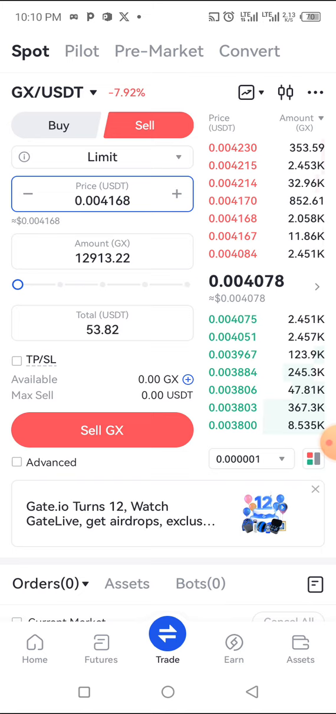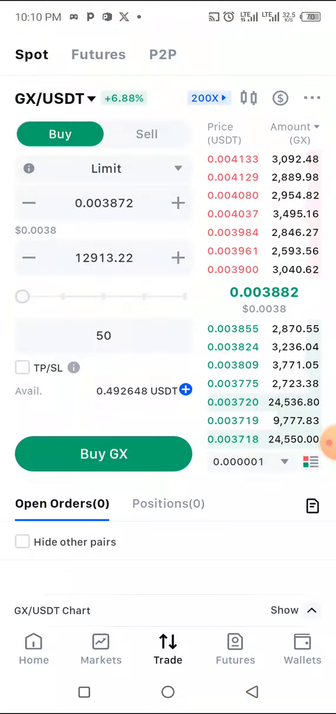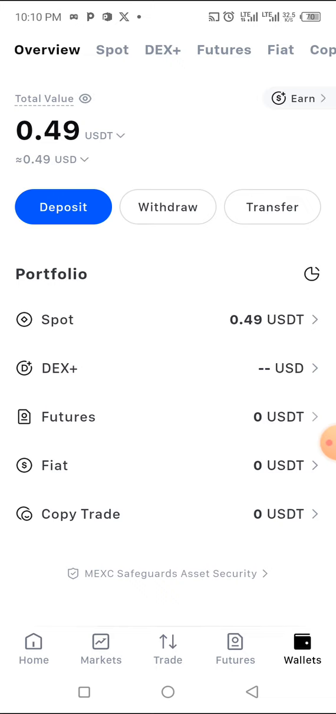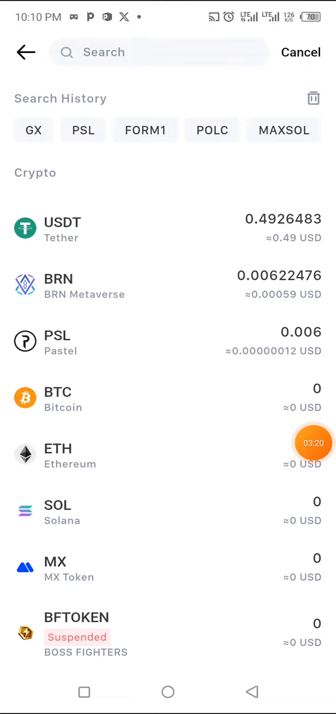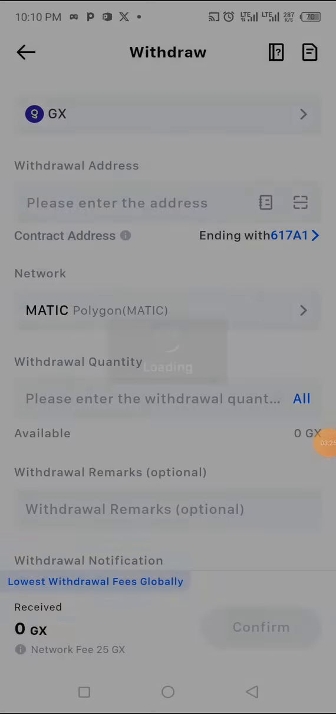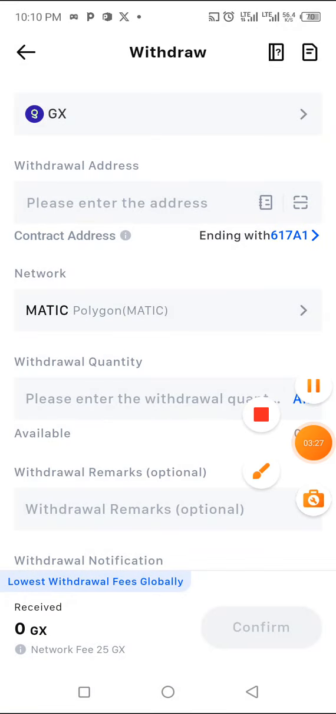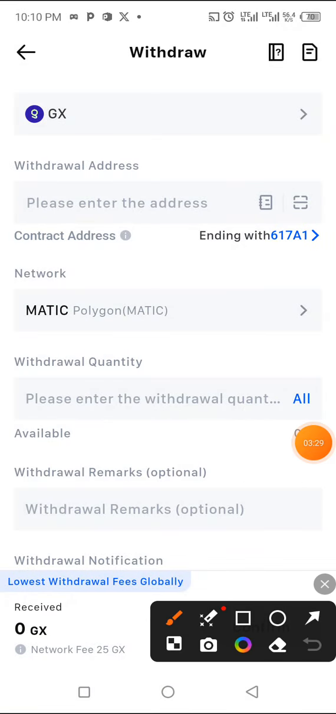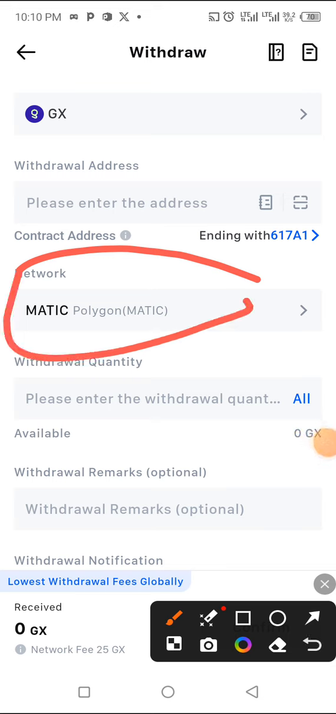So now we have to go to the other platform and check if we can do withdrawal, right? So these are where the mistakes normally come from. So just stay tuned and watch this video to the end. So this is the coin, GX, we are looking at it to see if we can withdraw. You can see that on this platform it's on the Matic network. Okay, so take note of this very well. It's on the Matic Polygon network.